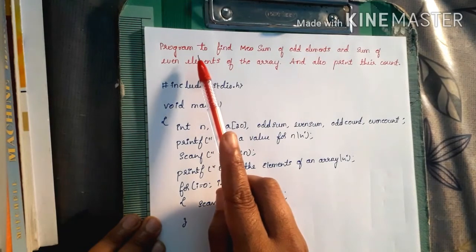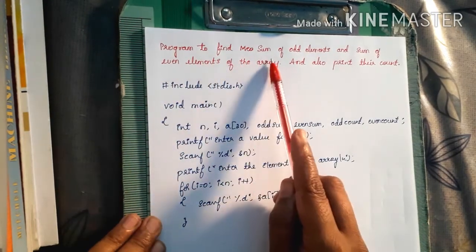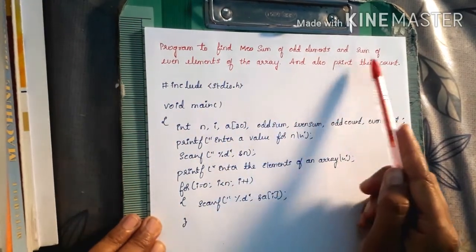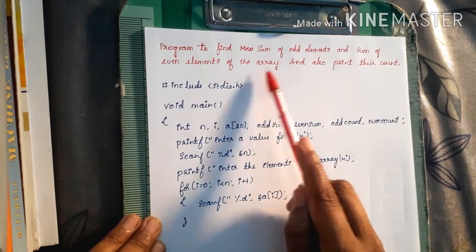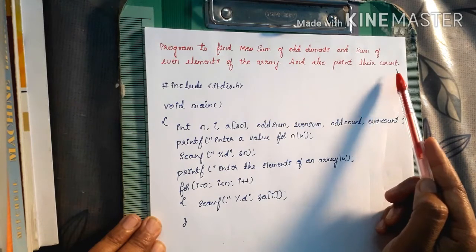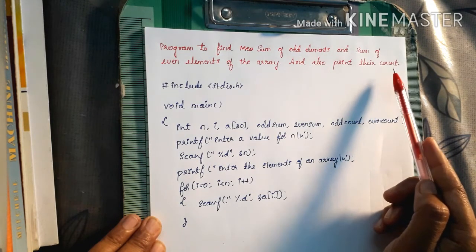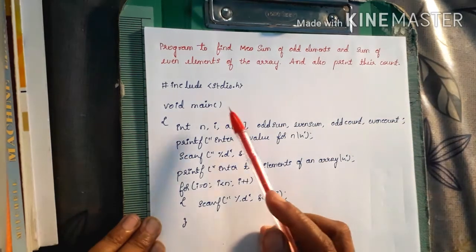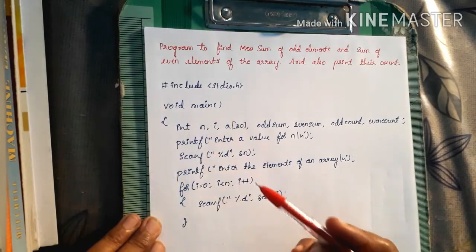Next program is a program to find the sum of odd elements and sum of even elements of the given array, and also print their count. Count means frequency, or the number of occurrences of the terms or the numbers. First, I'll explain the logic.